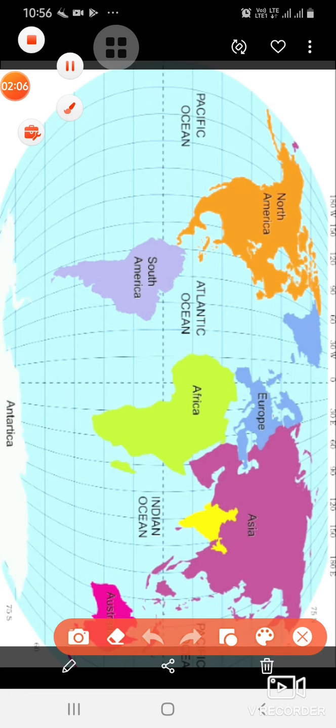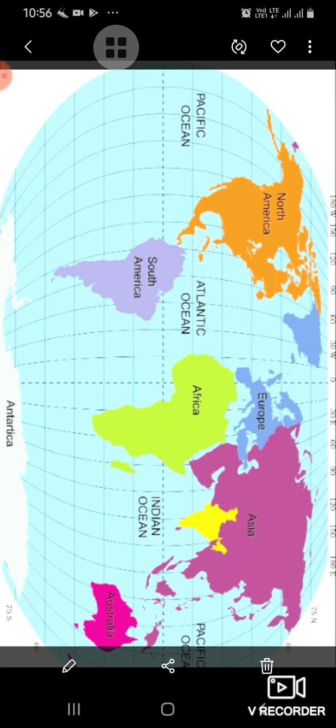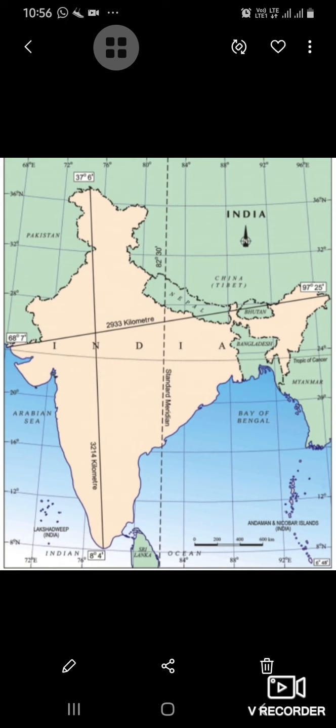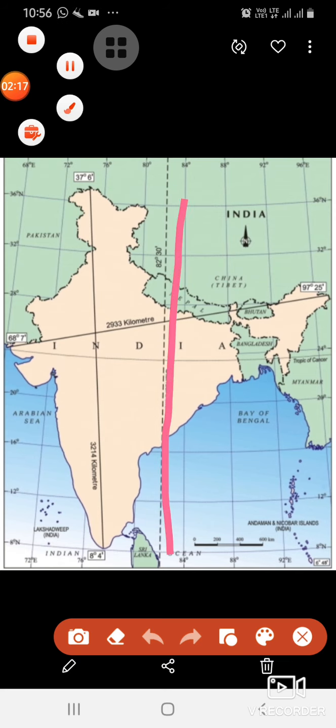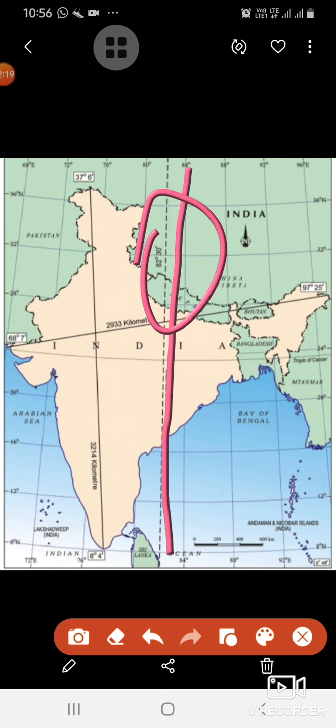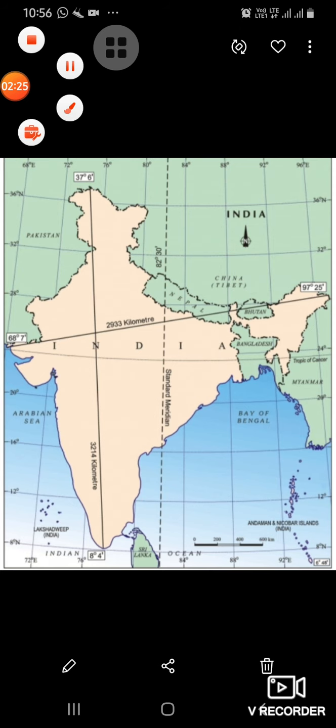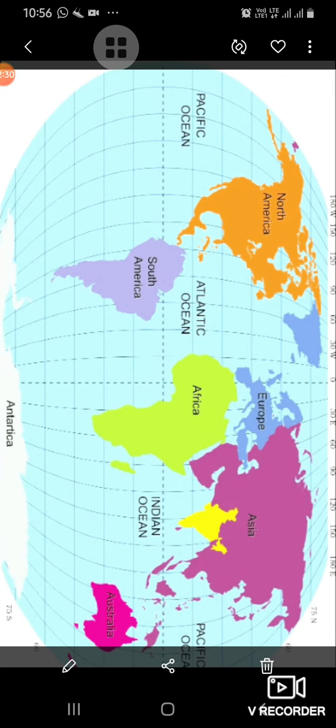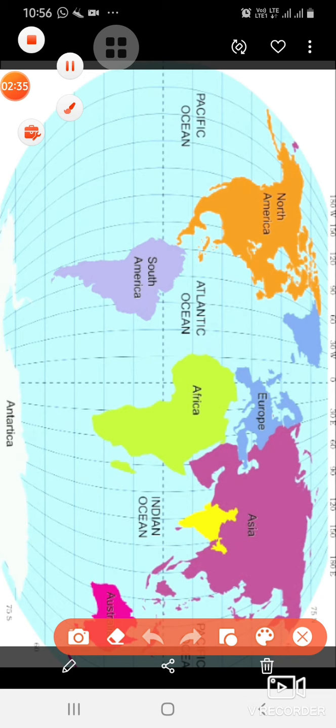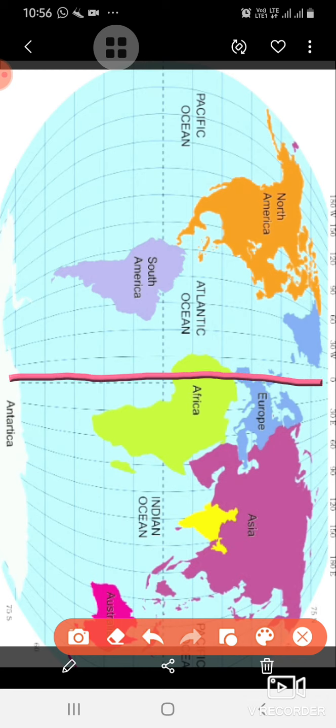As I just said to you, India IST is 82 degree 30 minutes. Now let us talk about the calculation of time, which is always done with the help of longitudinal lines. Let's see the world map again and see the longitudes. Right now you just see longitudes because we have to learn how we calculate the time. Okay, now at 0 degree, this is the GMT.